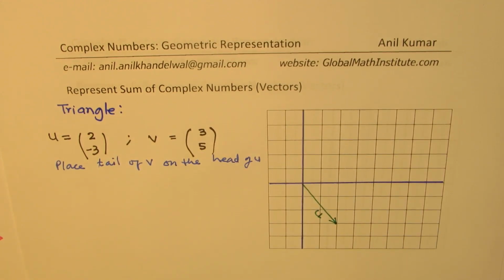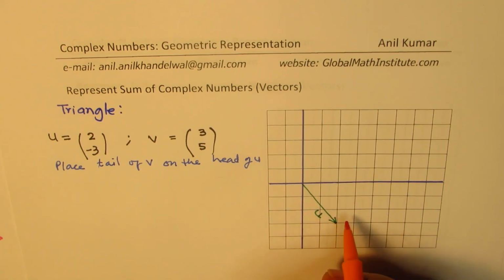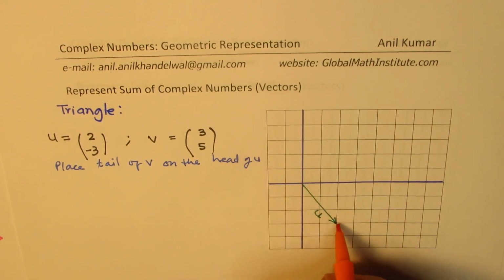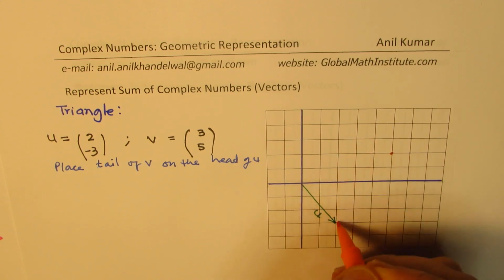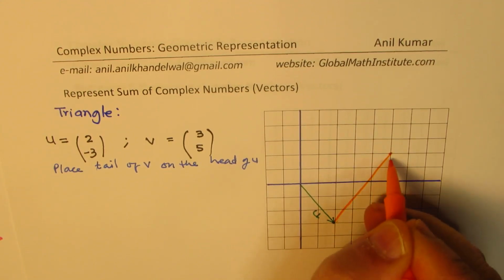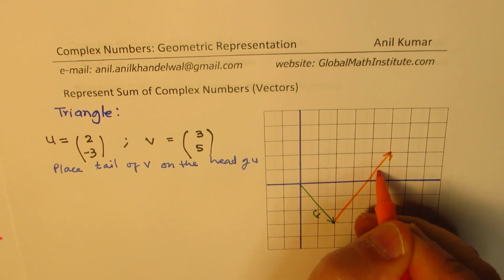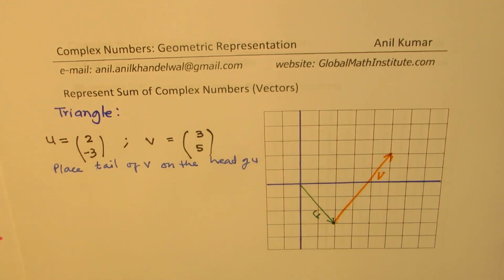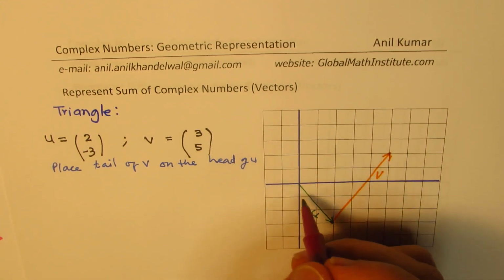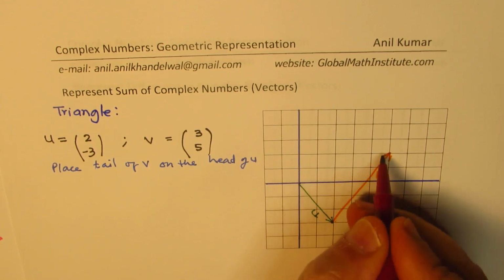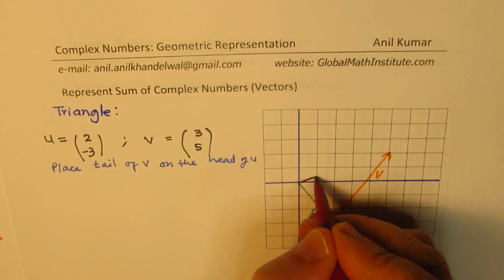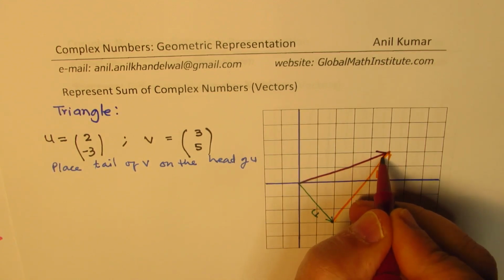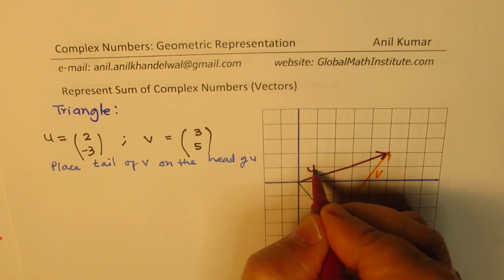And then we have a vector 3, 5. So from this position, we go 3 units right, which is the real part, 1, 2, 3, and 5 up. So 3 and 5. So that's the vector v. Correct? Now the resultant, u plus v, is right there. So u plus v will be the vector shown here. So that vector will be u plus v.